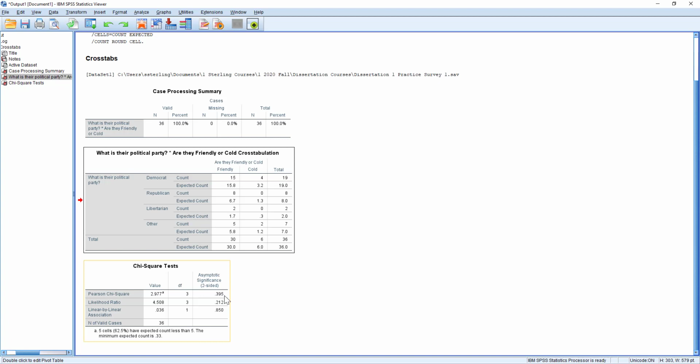I hope right now you're saying the number 0.05. And if you were saying that, then yes, congratulations, you're correct. You compare it to 0.05. Now, if this is more than 0.05, you fail to reject the null.